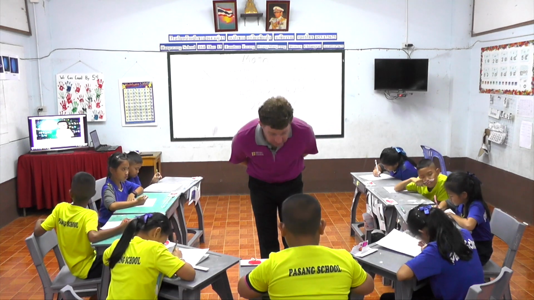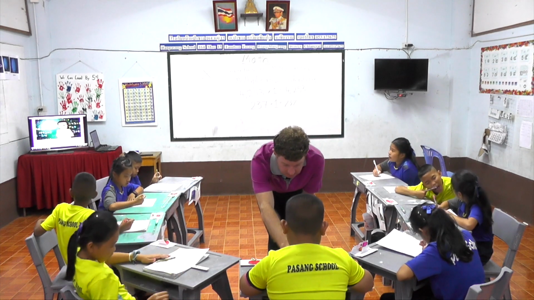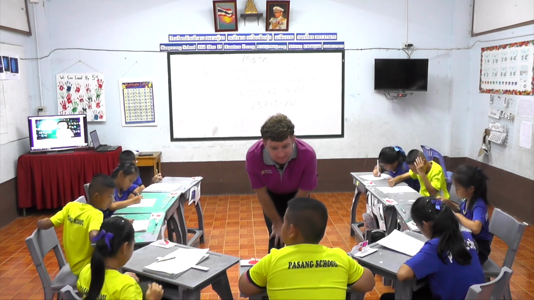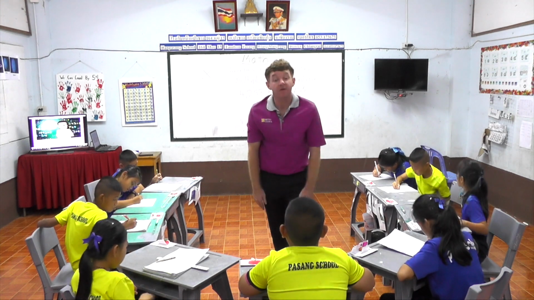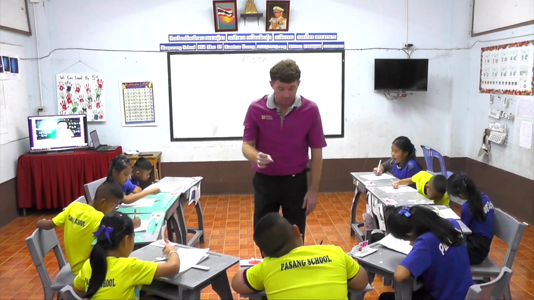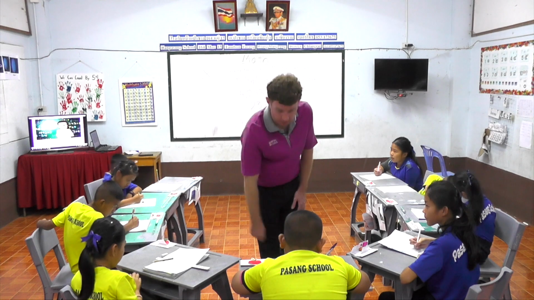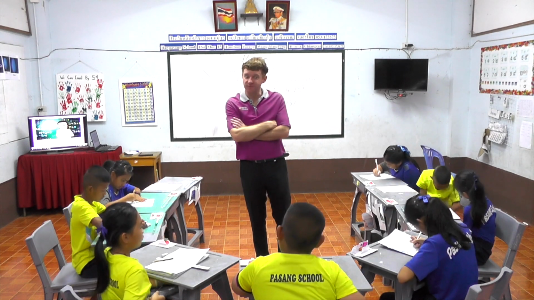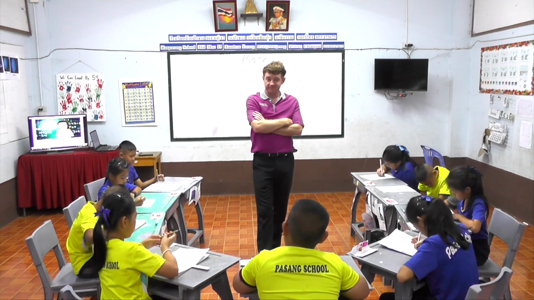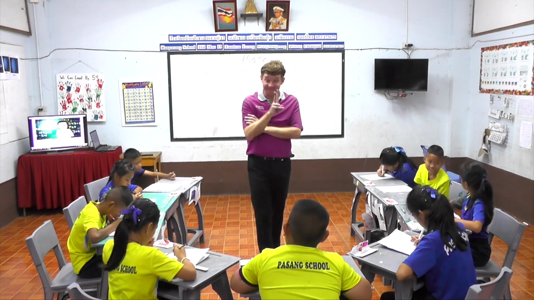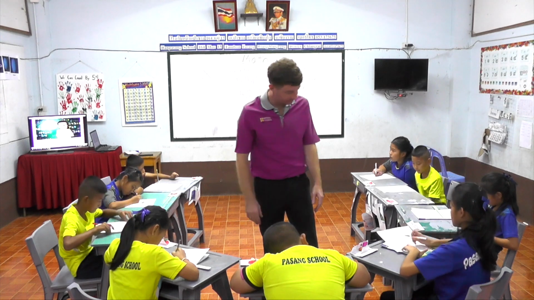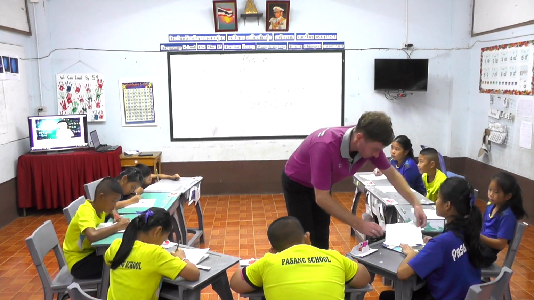So let's see next. 6 times 4. What do we think? 24. Well done. 6 times 4, 24. But then, times 3. So 24 times 3, 72. And that's your final answer.